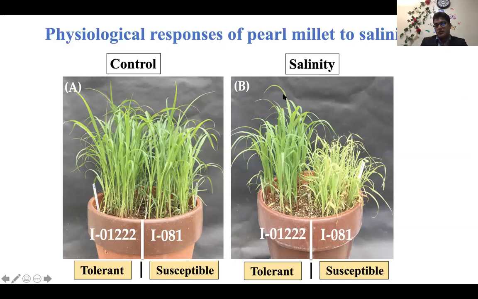You can see the salinity tolerant line is still healthy, almost no effect on its leaf, and little effect on its height. But on the other hand, in the salinity susceptible line, that is ICMB 081, the leaf started drying, and we observed lots of symptoms like leaf burning, loss of chlorophyll, and yellowing. Based on this analysis, we think that both are the perfect tolerant and susceptible lines for our future studies.